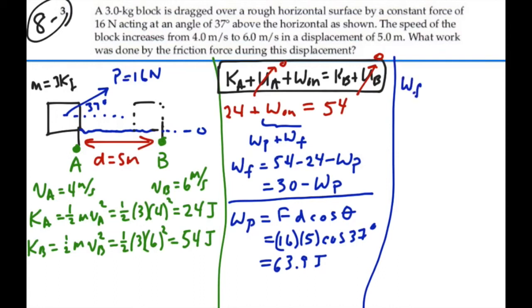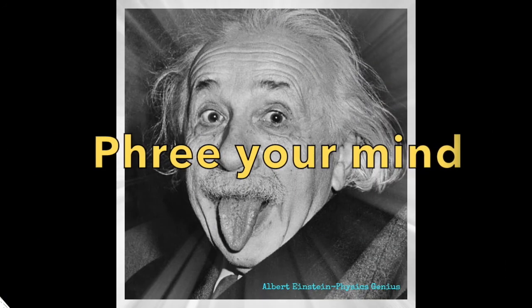The work done by friction is 30 minus 63.9, or negative 33.9 joules. So that's my answer. Negative 33.9 joules is the work done by friction during this displacement.